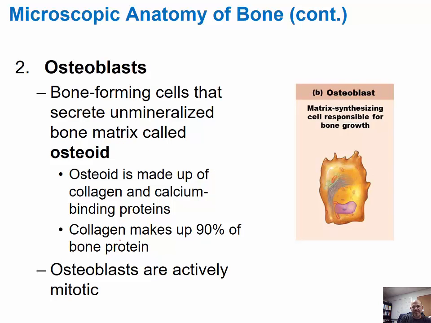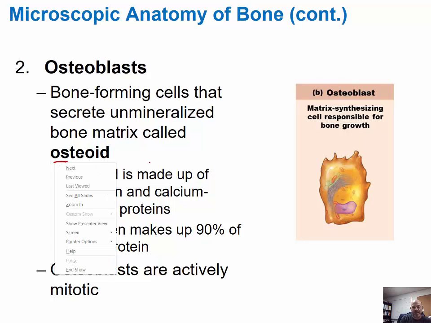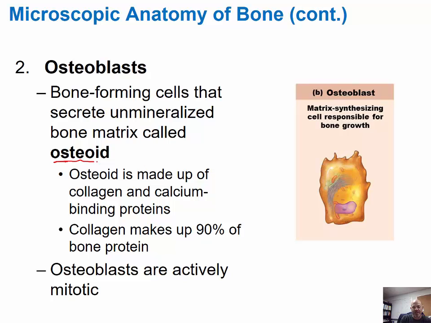We have the osteoblasts. These are the bone builders or bone forming cells that secrete unmineralized bone matrix. Unmineralized bone matrix means it doesn't have the calcium in it yet. It's called osteoid tissue. The osteoid tissue is going to be made up of collagen and calcium binding proteins. So these proteins will bind or pick up calcium or calcium salts from the interstitial fluids. The collagen will make up 90% of the bone protein. Osteoblasts are active mitotically, so they can divide and make more osteoblasts.